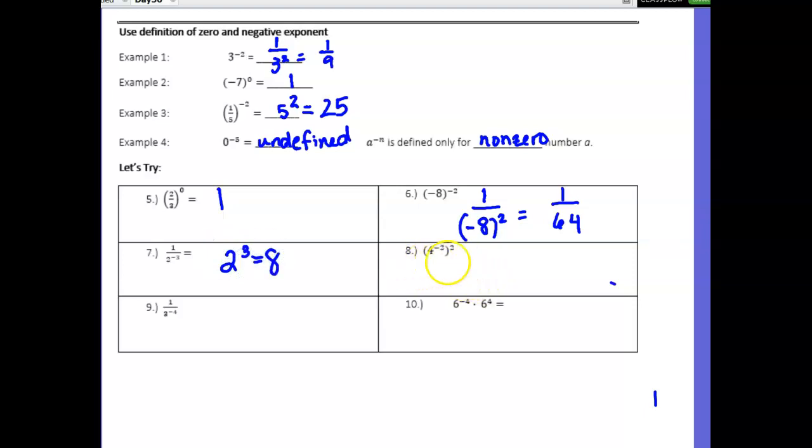Number 8, I'm going to use the power to a power property and get 4 to the negative 4 power. I just multiplied the exponent, and that would be the same as 1 over 4 to the 4th, which would be equal to 1 over 256. Okay, number 9, the reciprocal of 1/3 would be 3, so it would just be 3 to the positive 4, which would be equal to 81. And then number 10, if I add negative 4 and 4, I get 6 to the 0, and 6 to the 0 would be equal to 1.